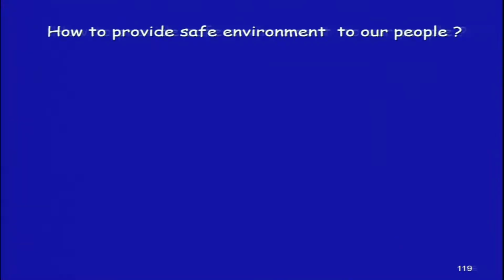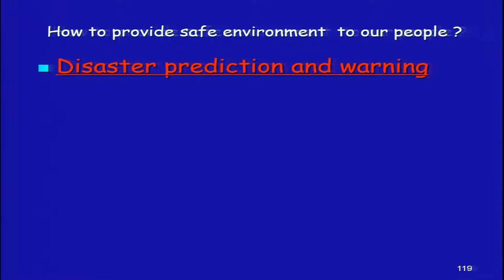Now, how to provide a safe environment to our people? This is the main aim of understanding the natural hazards. So first, disaster prediction and warning is extremely important. When we understand the hazard, we give the prediction and also the warning to the local people who are going to be affected by a particular hazard.